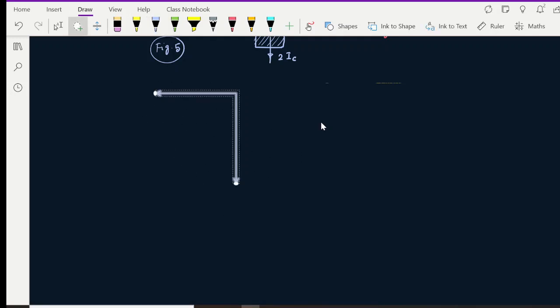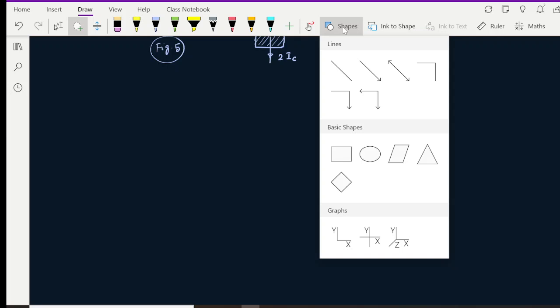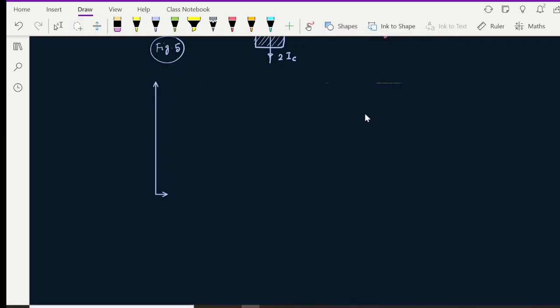Can be explained using a simple time diagram. Okay, probably I can.